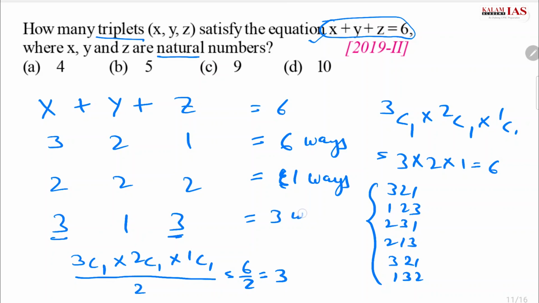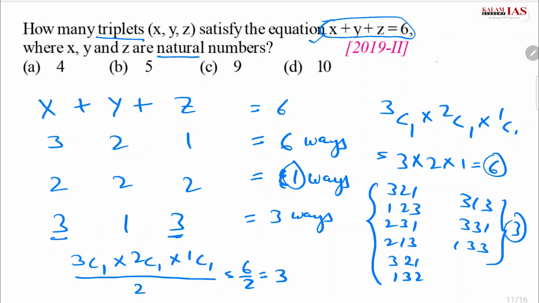So we have 3 ways of doing this. Basically 3, 1, 3, 3, 3, 1, 1, 3, 3. That's all. Because whenever you try interchanging the other way, it will be the same number. So only 3 ways are possible. So in the first case we have 6 ways, in the second case only 1 way, and in the third case we have 3 ways. So total will be 6 plus 1 plus 3, that is 10. So we have 10 such triplets which satisfy this equation x plus y plus z equals 6.